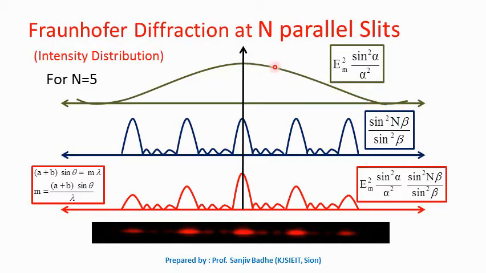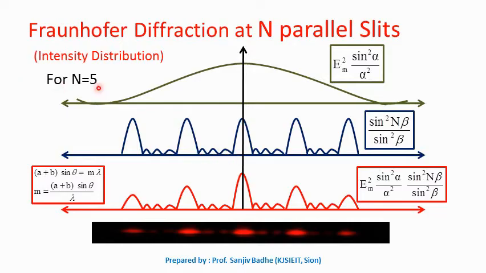This is actually a central maximum for single slit. Then sin²nβ upon sin²β versus β. This is a maximum for β equal to 0, β equal to π, β equal to 2π, β equal to minus π, β equal to minus 2π. Between two principal maximas, in this case there are 1, 2, 3, 4 minimas.